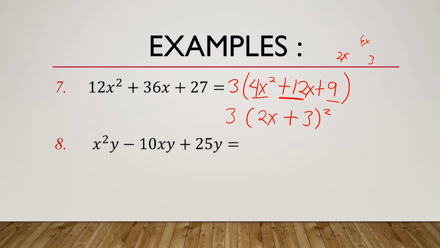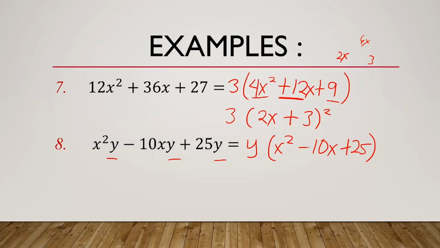And that's it. Last number, we have x squared y minus 10x y plus 25y. We can clearly see that they have a common factor, which is y. So we can factor out y. Y times x squared minus 10x plus 25.